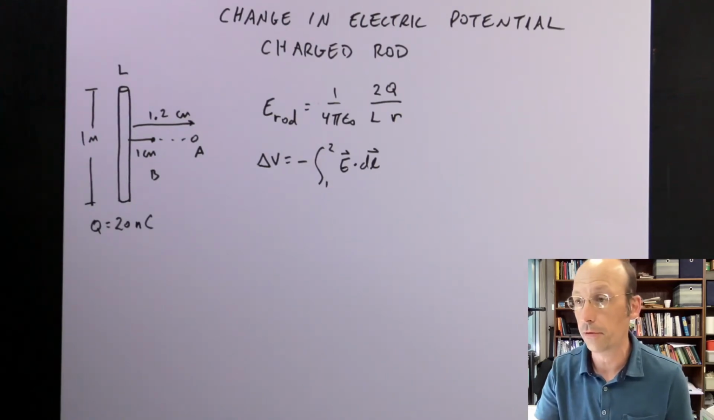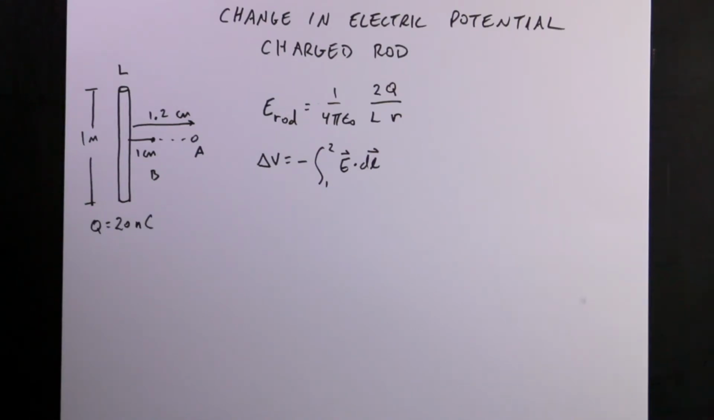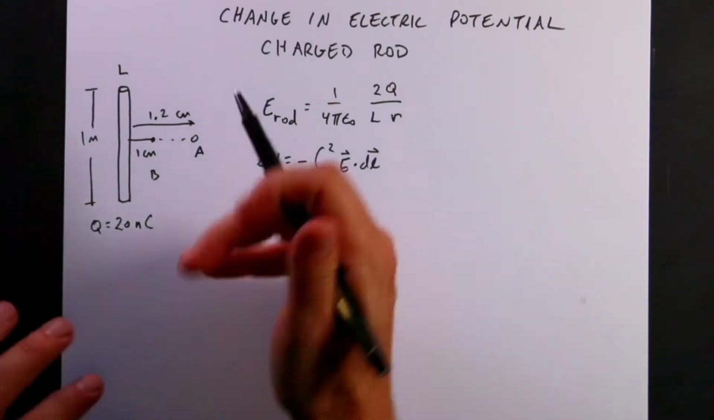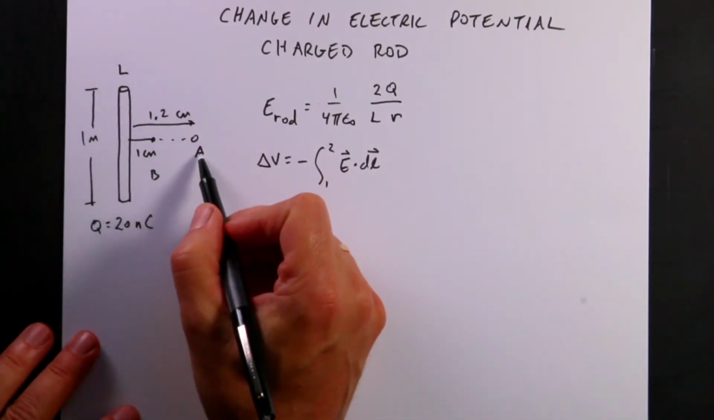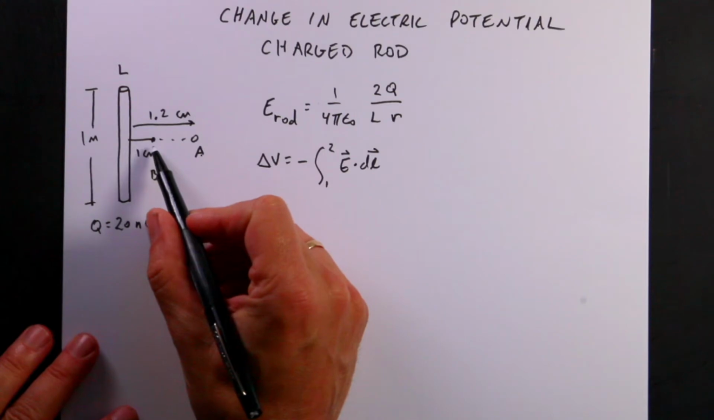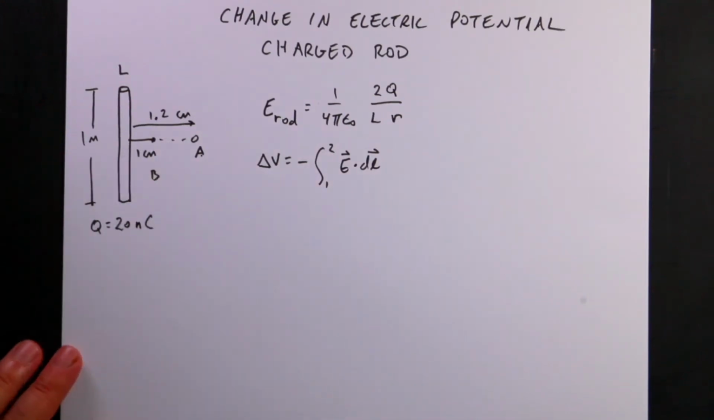Let me turn off this camera so I can work full force on the paper. So here I have a charge rod, and I want to find the change in potential going from point A to point B near that charge rod.